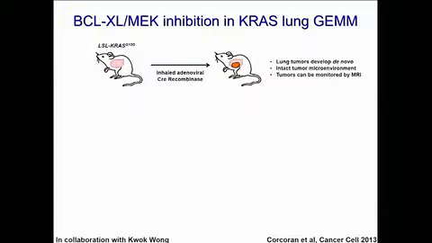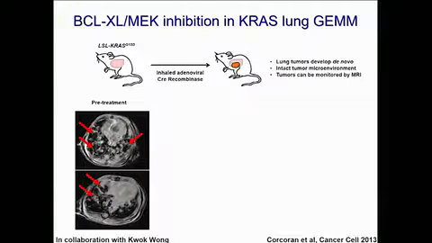But xenografts aren't entirely representative of human tumors. And so we turned to another model, a genetically engineered model with activation of an oncogenic KRAS in the lung, in collaboration with Kwok Wong. And these tumors develop de novo. They have an intact tumor microenvironment, and they can be monitored by MRI. And so you can see that as these mice are given time after activation of this transgene, the lungs of these mice are filled with tumor nodules.